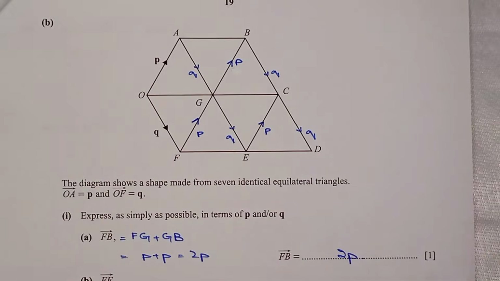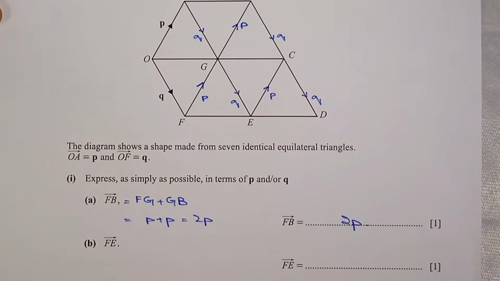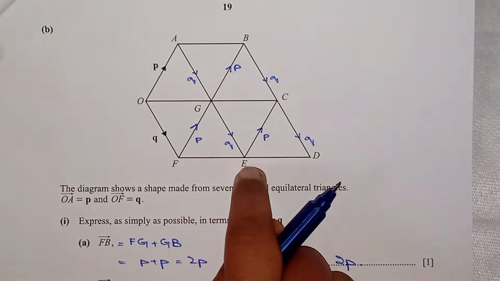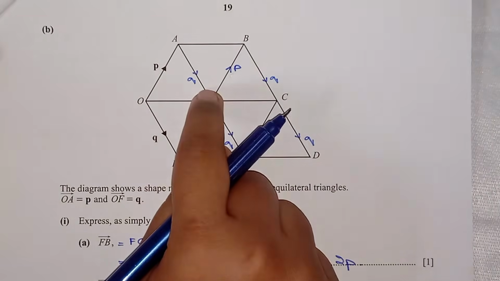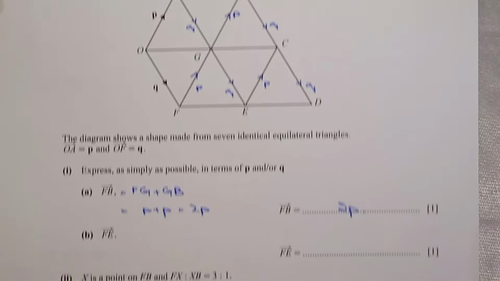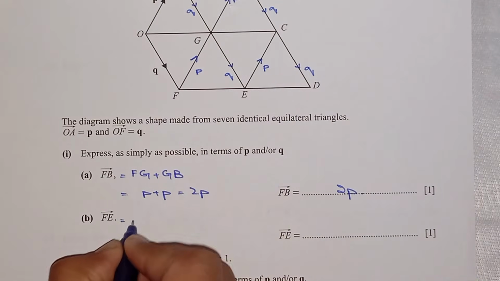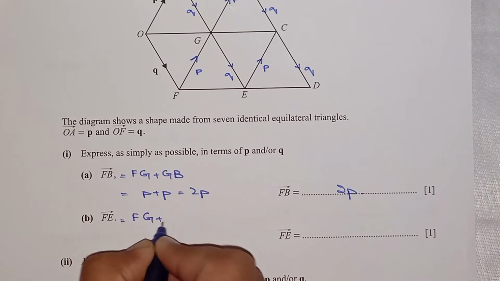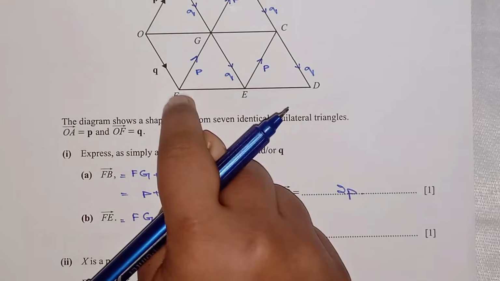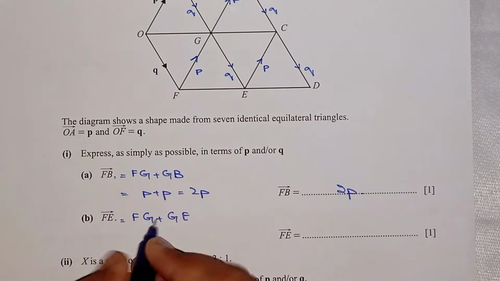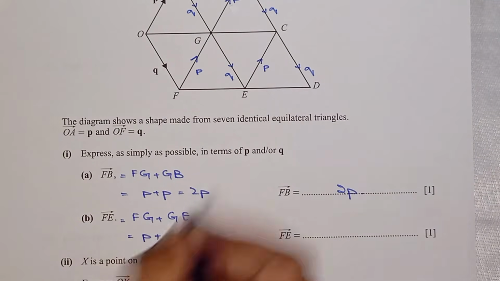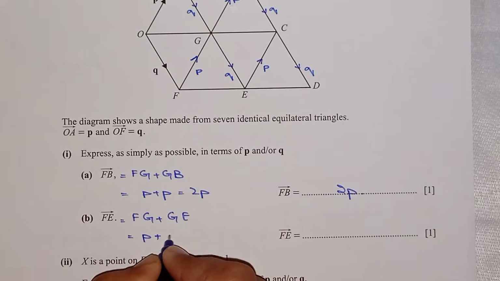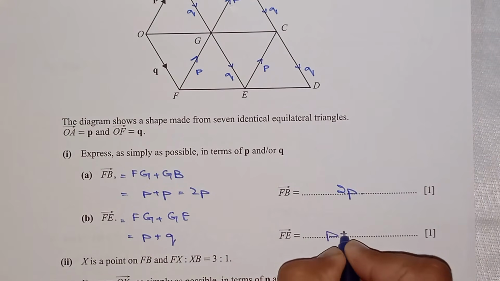Right. Now for the B part, FE, we need to find F to E. F to E is basically F to G and then G to E. FG plus GE. So FG is P plus G to E is Q. So the answer is P plus Q.